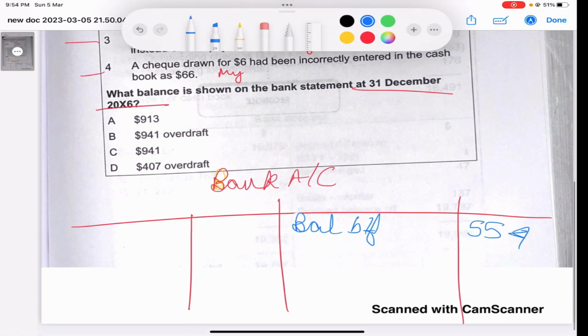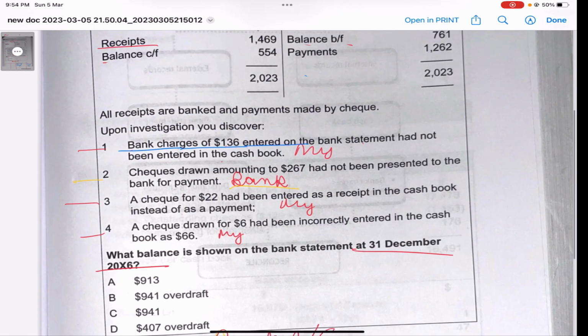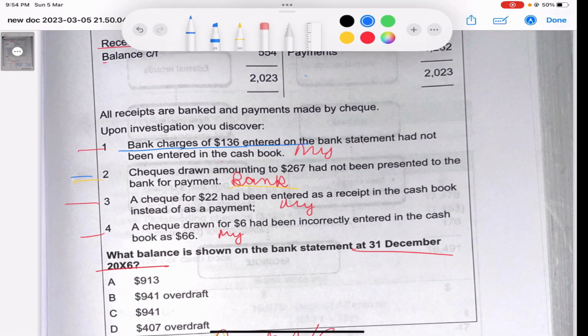So since bank is reducing, it will be over here, right? Bank charges, which is 136. Because bank is reducing, I am putting it on the credit side. Second, I'm not going to do anything in the cash book because it is the bank's fault.